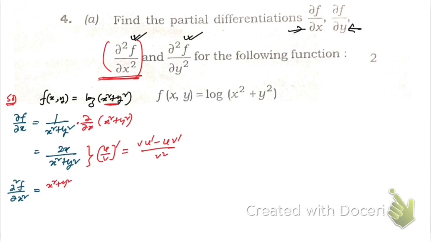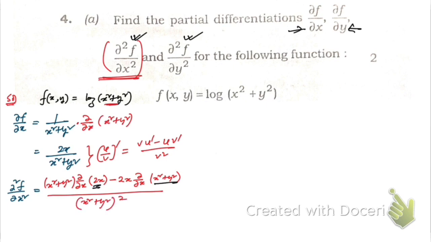So the denominator v is x square plus y square, and we take the partial derivative of twice x with respect to x, then minus twice x, that is u, times the derivative of v, that is of x square plus y square, right, divided by v square, that is x square plus y square whole square. Now differentiate twice x and x square plus y square. If you differentiate twice x, you will get 2 only, and if you differentiate x square plus y square with respect to x, then you will get twice x.